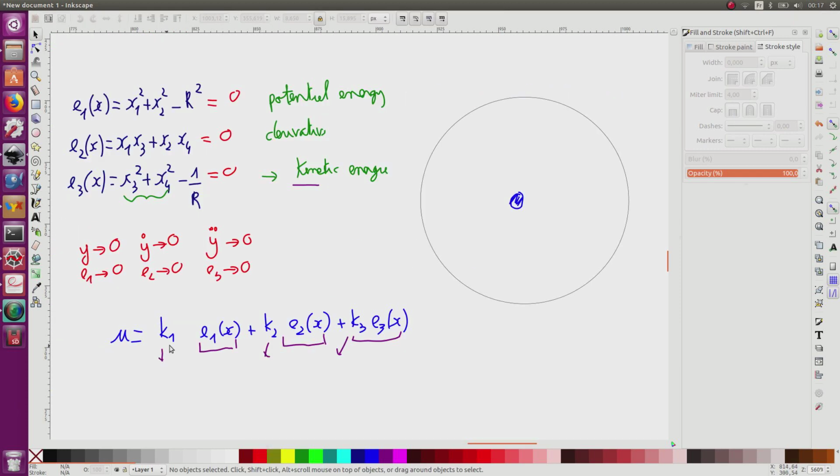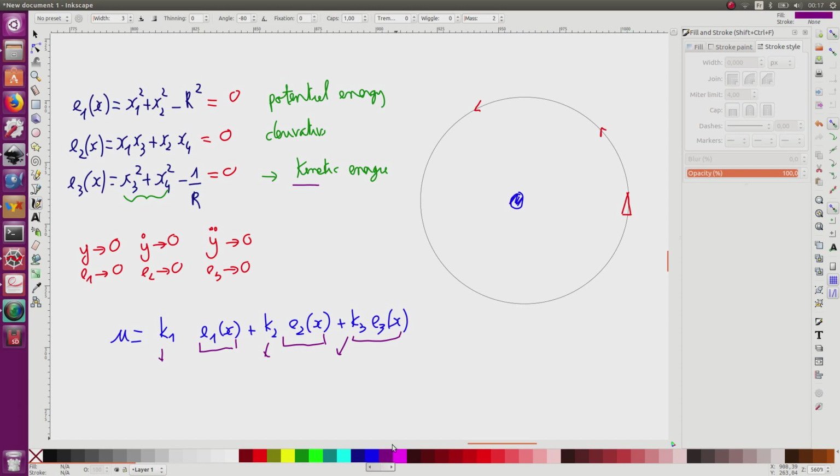To find the values for K1, K2, K3, I will take some situation where the satellite is here with E1 equals 0, E2 equals 0, E3 equals 0, and thus U will be equal to 0, and the satellite will turn like this along this circle.